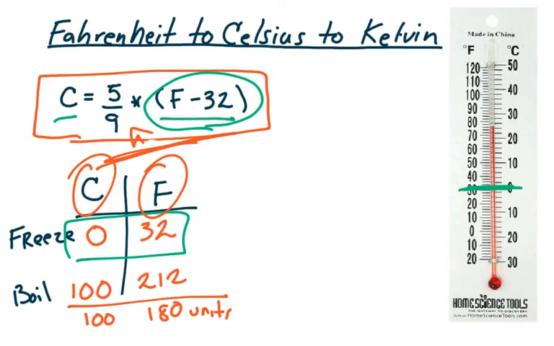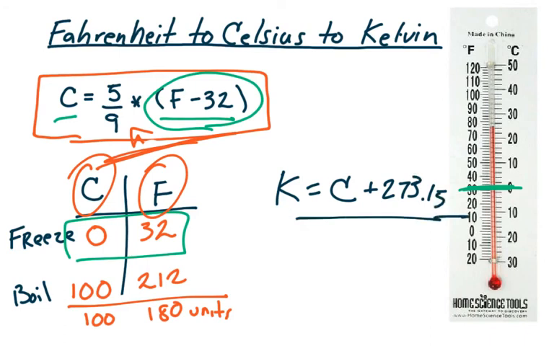But I will show you the conversion. And the conversion is this. If I wanted to go from Celsius to Kelvin, it is just a nice plus 273.15. Okay? So that's a 3. And that's how you would convert from Celsius to Kelvin.